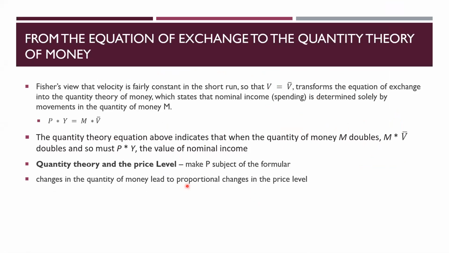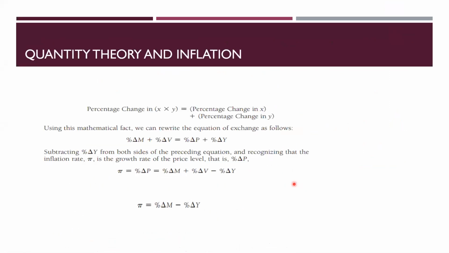So changes in the quantity of money lead to proportionate changes in the price level. This is what I was just indicating in our previous illustration. So let's look at the quantity theory and inflation. We now transform the quantity theory of money into a theory of inflation. If you see a question that asks you about the theory of inflation, remember that we are not looking at the quantity theory of money. We have already migrated from the quantity theory of money, and now we are looking at the theory of inflation.